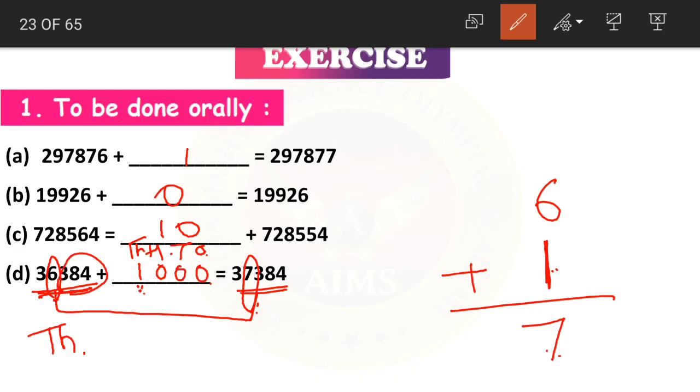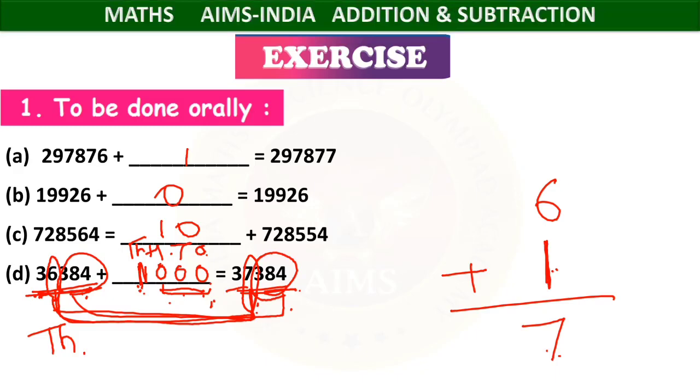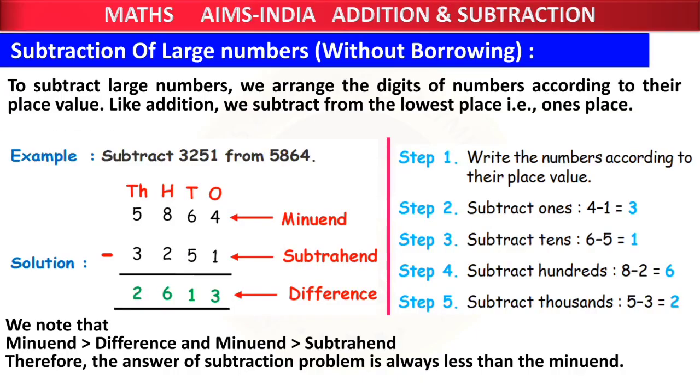Why? Because the digits in ones, tens and hundreds did not change. So we are adding 0 in ones, tens and hundreds. Clear, children? Only the digit in thousands place is increased by 1. So in thousands place we have written 1, and in the remaining places we have written zeros. Yes. So 36,384 plus 1000 is equals to 37,384. Clear, children? Yes. Now moving on.